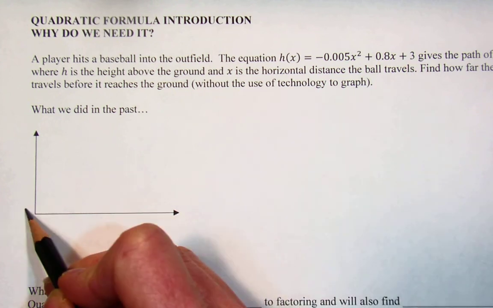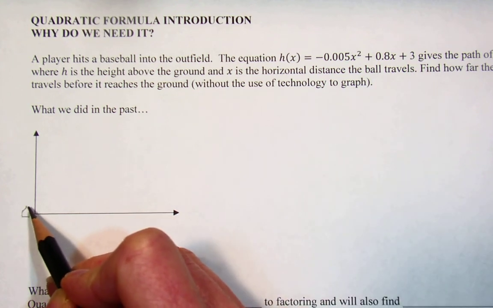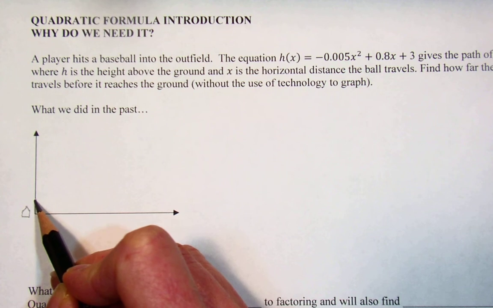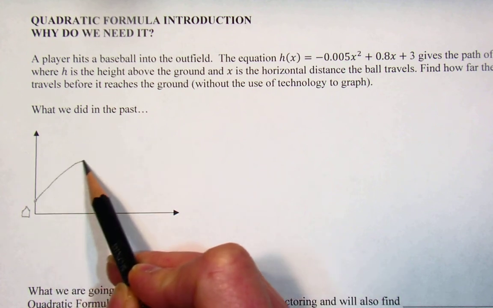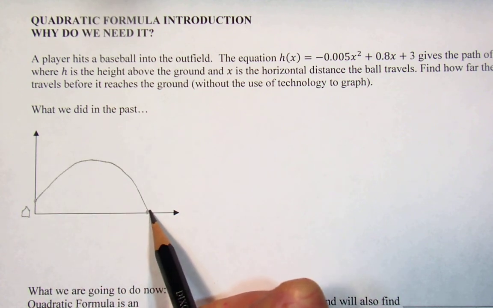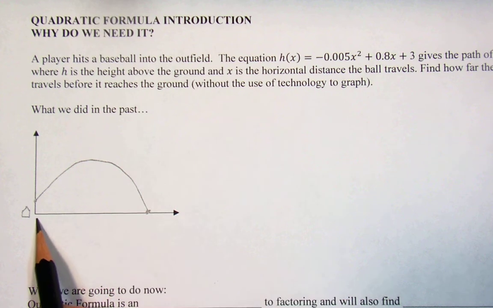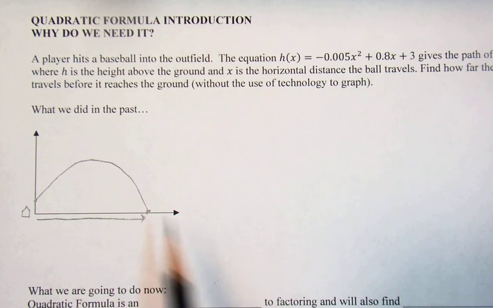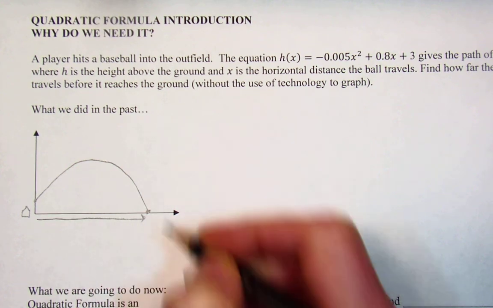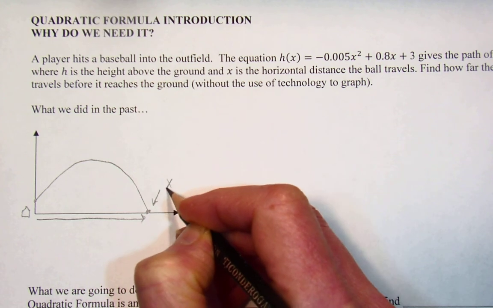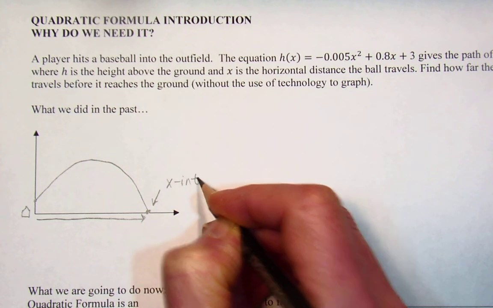path of the ball. So home plate would be here, the ball would be hit 3 feet above the ground, it would go up and it would go down, and then it would land. We're finding out how far the ball will travel before it hits the ground. We are looking for an x-intercept.